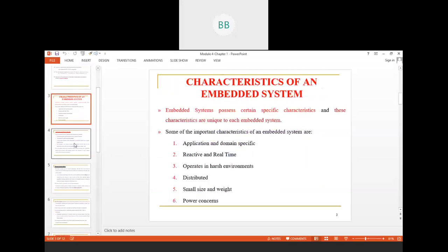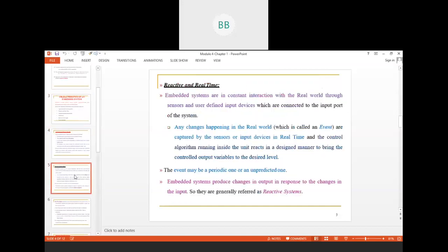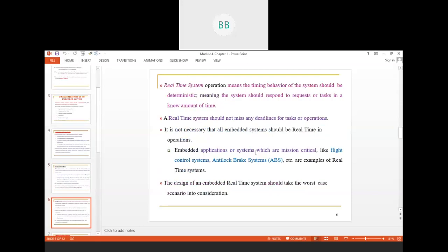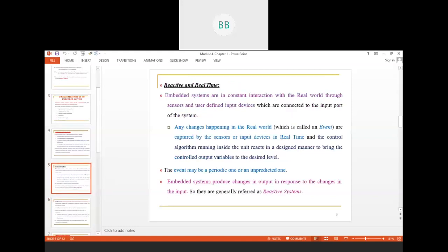And also, an important example I would like to quote for real-time and reactive is the braking system used in a car. When I apply the brake in the car, the car should stop immediately and instantaneously. Otherwise, it leads to disasters. So this is one of the very, very important characteristics of the embedded system that makes your system live in the given environment.